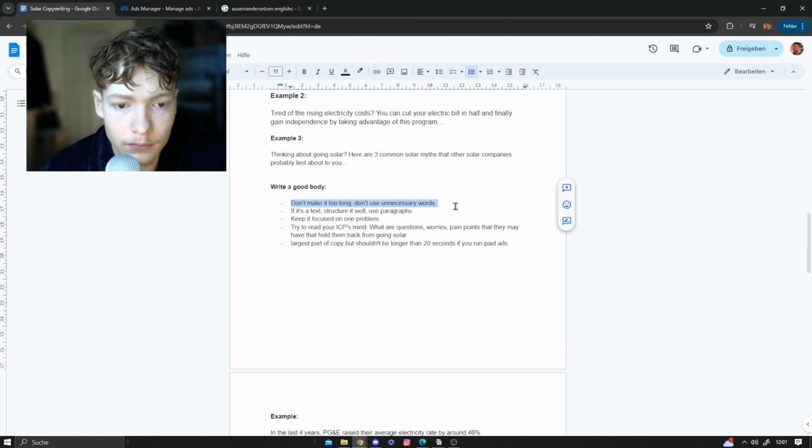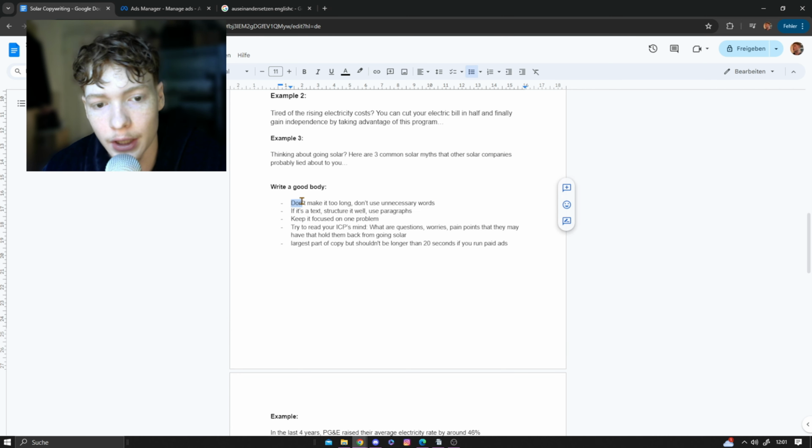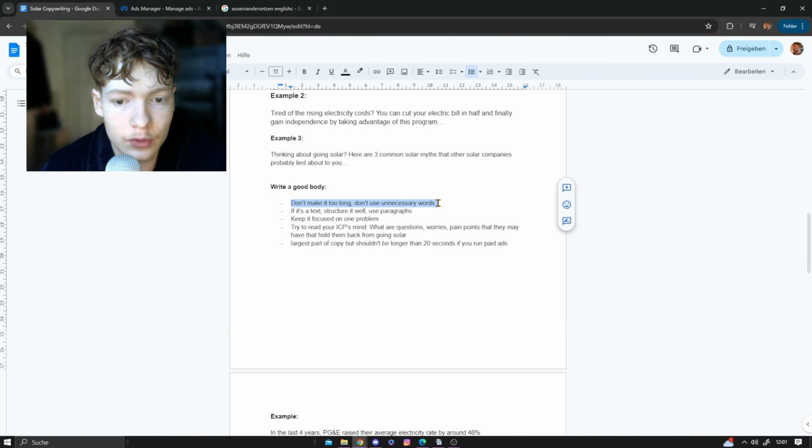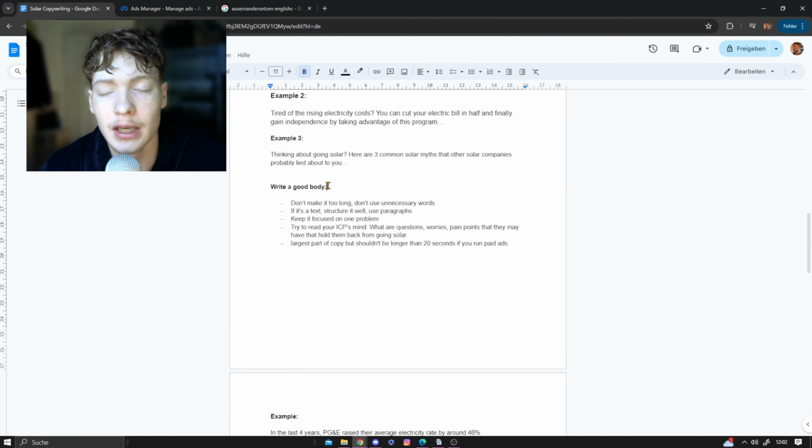And then what are the key principles? First of all, don't make it too long, and don't use unnecessary words. The same goes especially for the body, because even though it's the largest part, you don't want to make it too long. Let's say your hook is a punchy one-liner, then your body should be maybe 2-3 lines, four lines max if you do paid advertising, for example on Facebook, because people don't have the attention span to read through it.